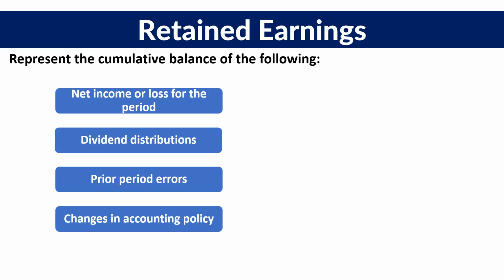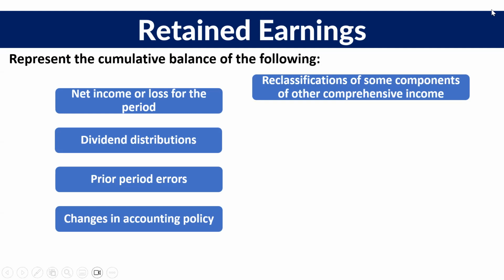So, the same applies if because of the change in the accounting policy, the past net income of the company is overstated, then you have to debit retained earnings. But if the result of the change in accounting policy is an understatement of profit, then you have to credit retained earnings.